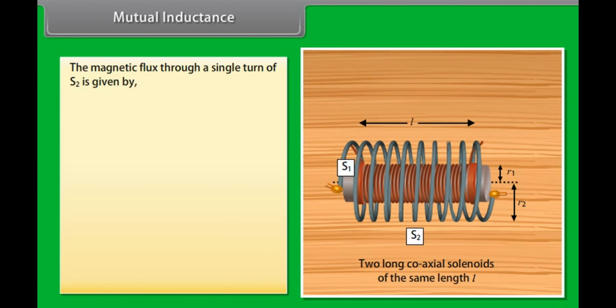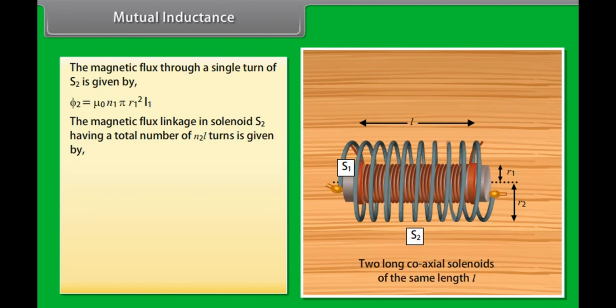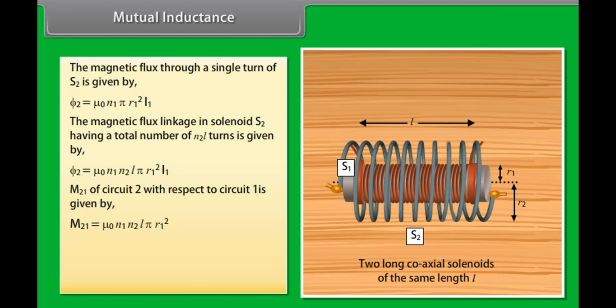The magnetic flux through a single turn of S2 is given by μ0 N1 π R1² I1. The magnetic flux linkage in solenoid S2, having a total number of N2 L turns, is given by μ0 N1 N2 L π R1² I1. M21 of circuit 2 with respect to circuit 1 is given by μ0 N1 N2 L π R1².